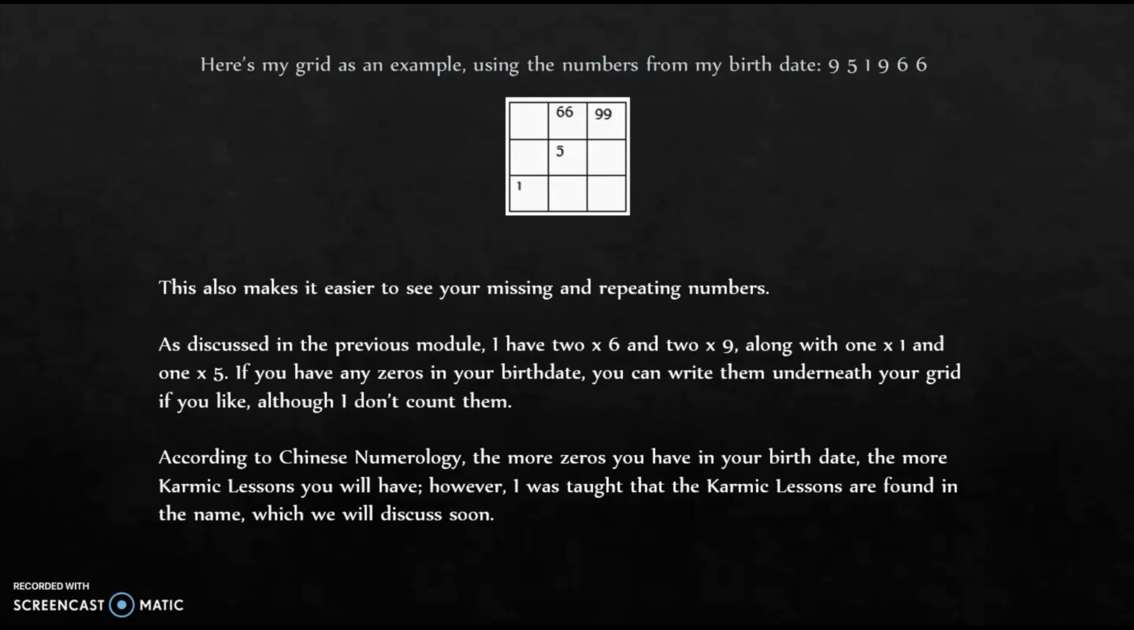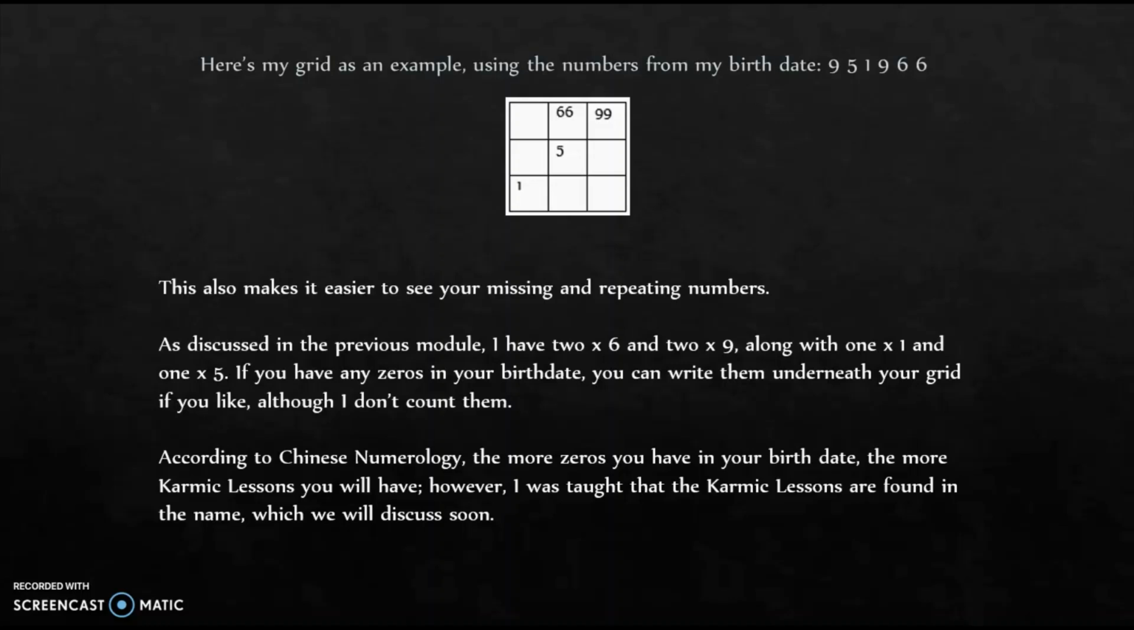Here's my grid as an example, using the numbers from my birth date 951966. This also makes it easier to see your missing and repeating numbers. As discussed in the previous module, I have 2 number 6 and 2 number 9, along with 1 number 1 and 1 number 5. If you have any zeros in your birth date, you can write them underneath your grid if you like, although I don't count them.